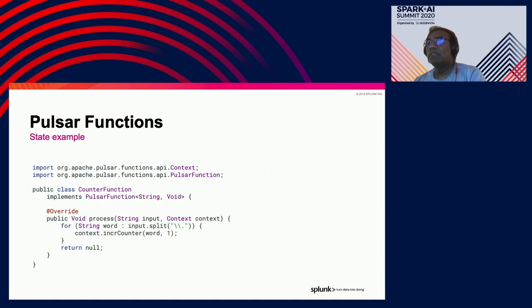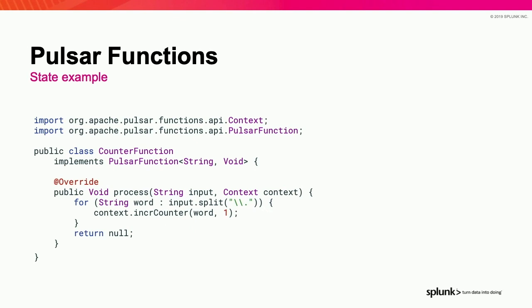So let us give an example of how a state looks. We have an API called context in Pulsar Functions. You derive from the Pulsar function, and it takes an input as a string, and it's a void function which does not return any output. The process is the name of the function, which takes the input string and the context parameter, and the string is split into words, and the words are counted. So context dot increment counter with the word and an increment count of 1.